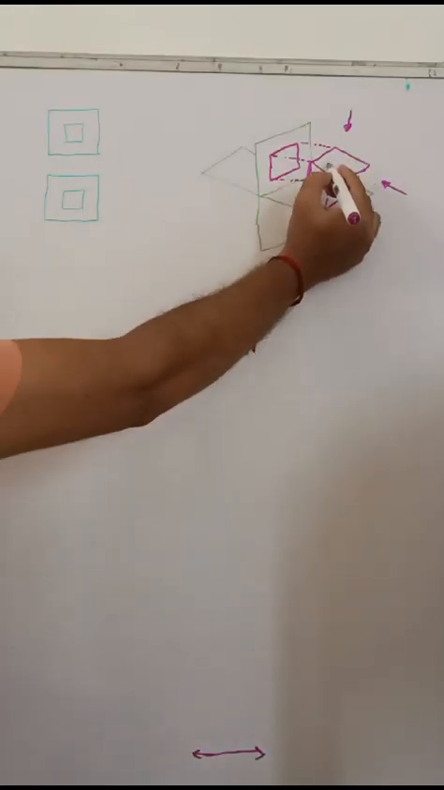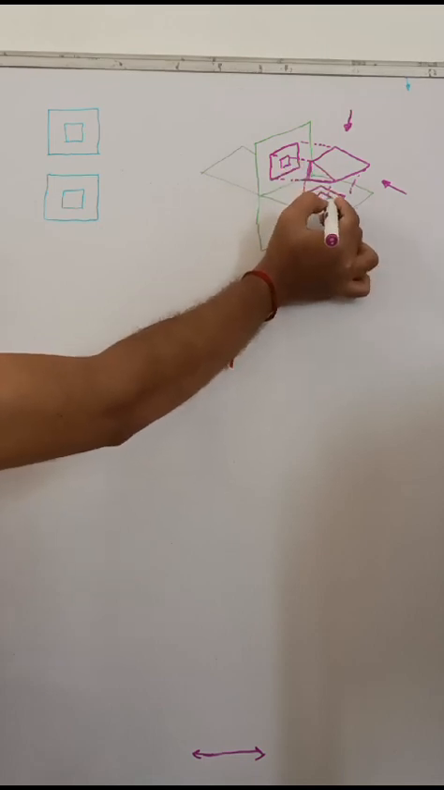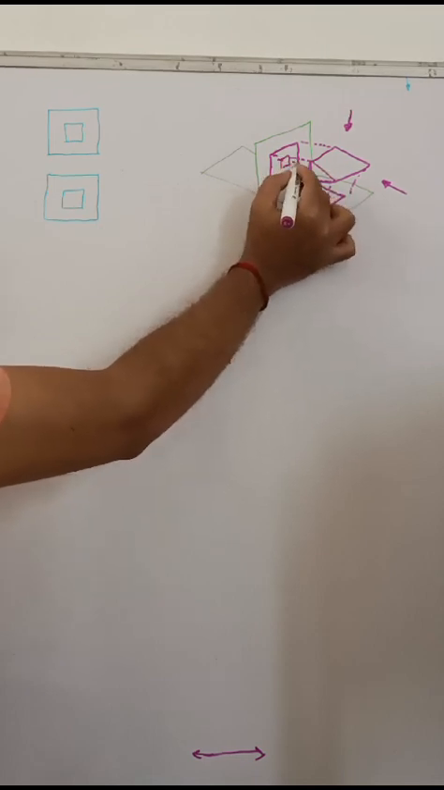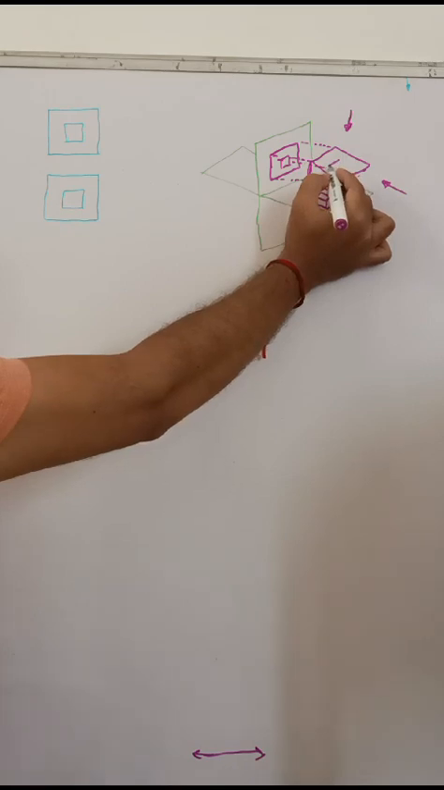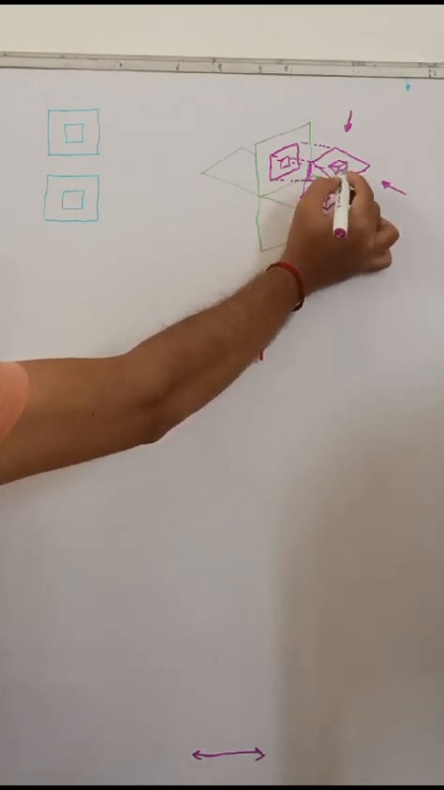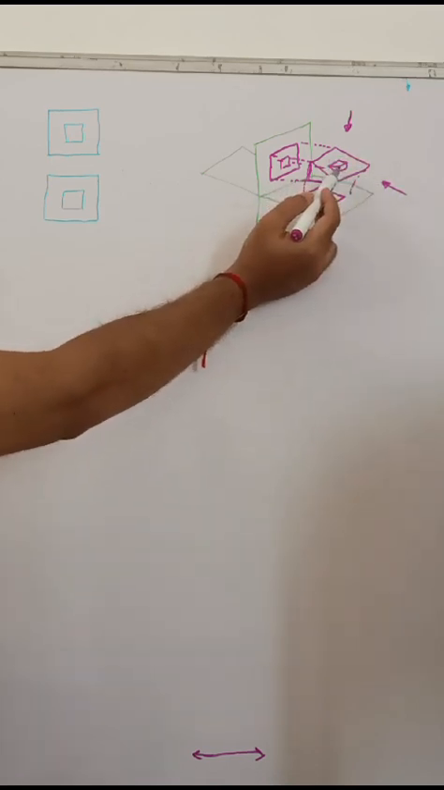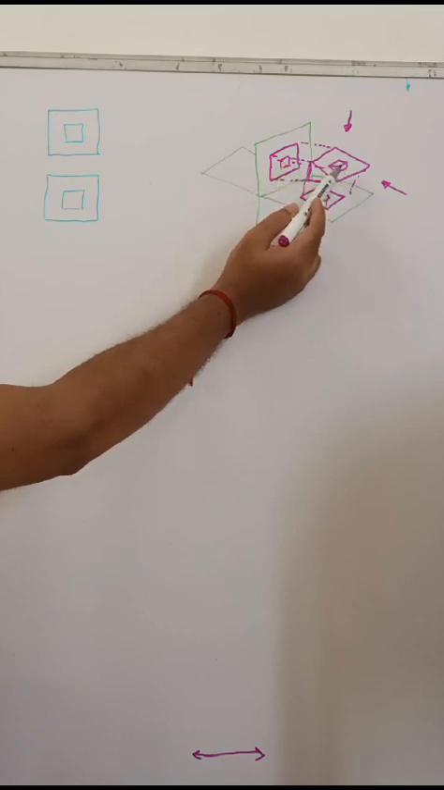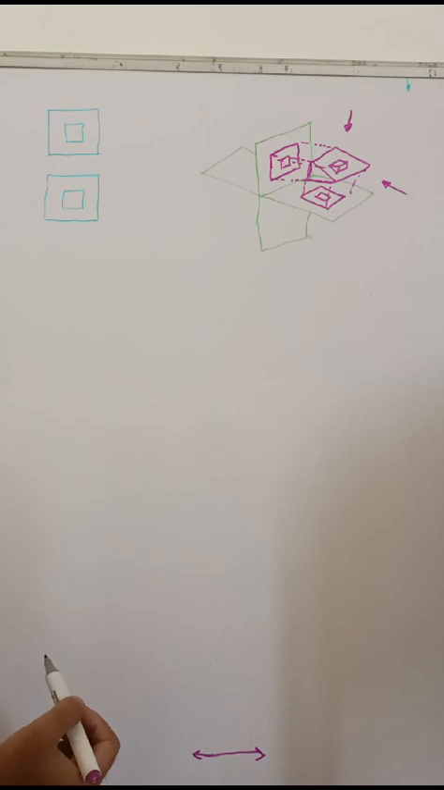Now for the center square, again we will have a projection. If you take this projection here, you will have this line, then this line. So if you look at from the front, this will be the square. If you look at from the top, this will be the square. Now there are two possibilities.